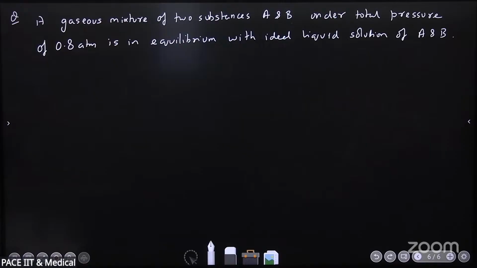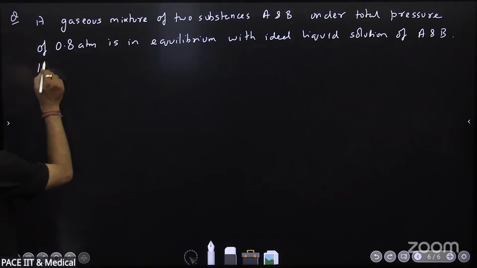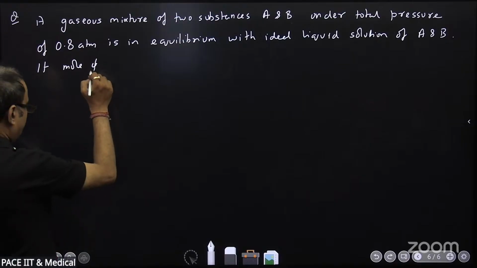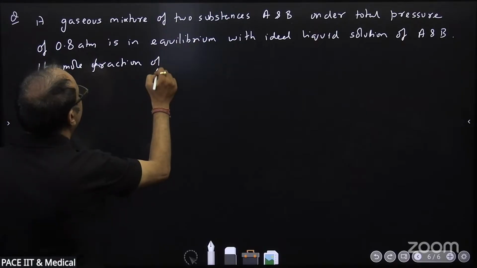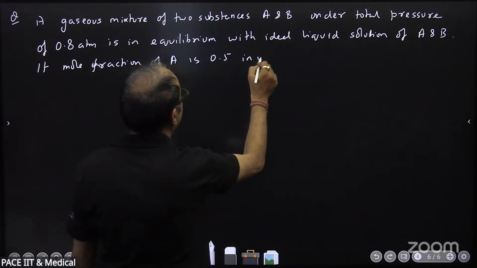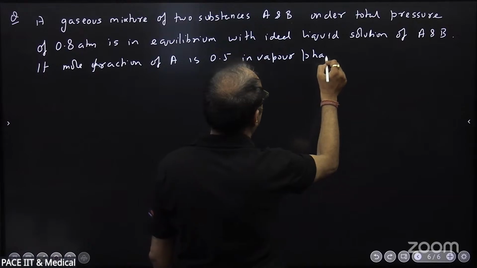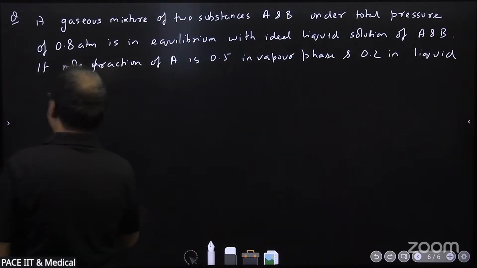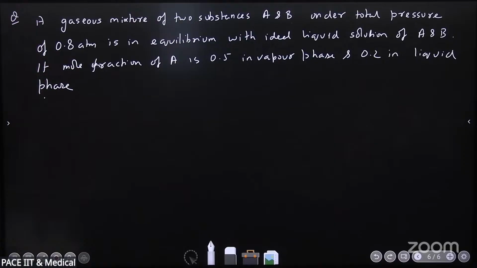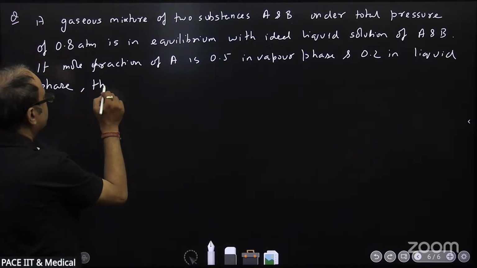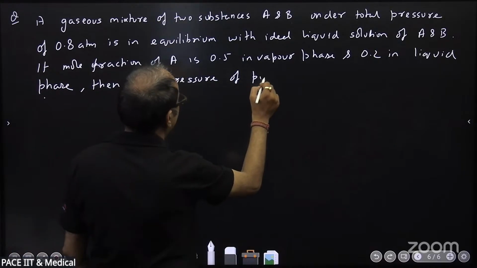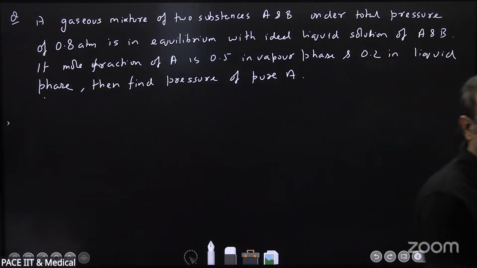You are given that mole fraction of A is 0.5 in vapor phase and 0.2 in liquid phase, then find pressure of pure A. Where some data has changed now. Similar problem, but data has changed.